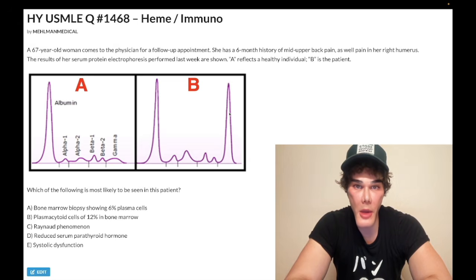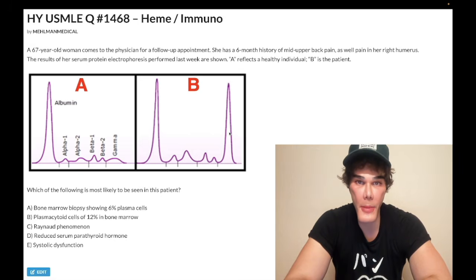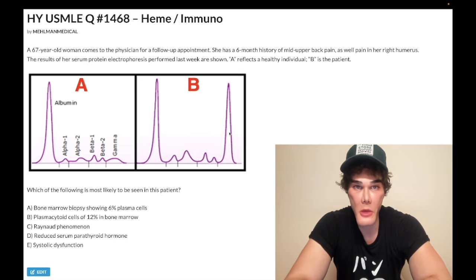This is a kappa lambda light chain IgG spike. It's known as an M protein spike. M does not mean IgM, it means monoclonal. So this is characteristic of multiple myeloma when you combine this SPEP finding with symptoms such as back pain. You can get bone pain elsewhere, such as in the arm, lytic lesions. Okay, I've seen this on NBME exams.